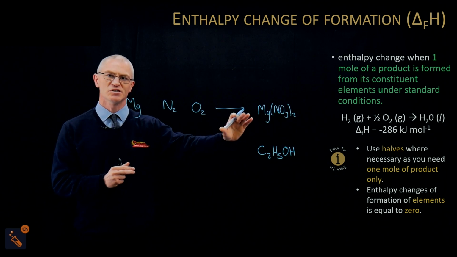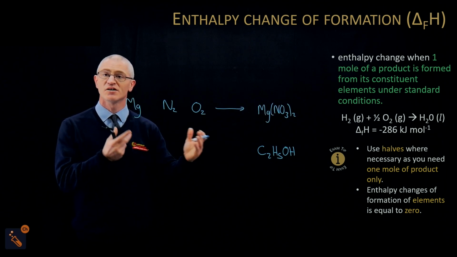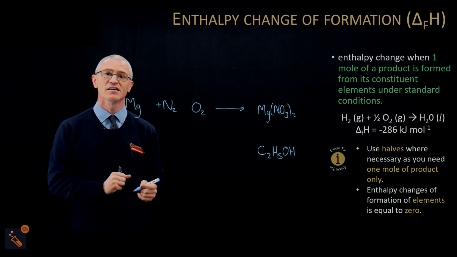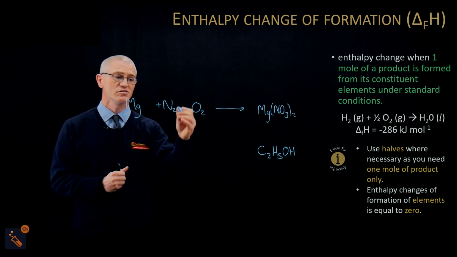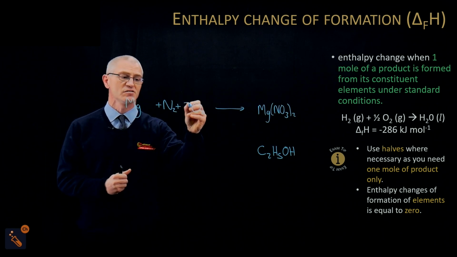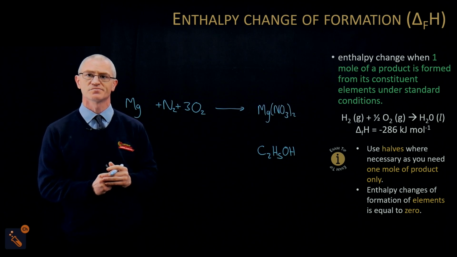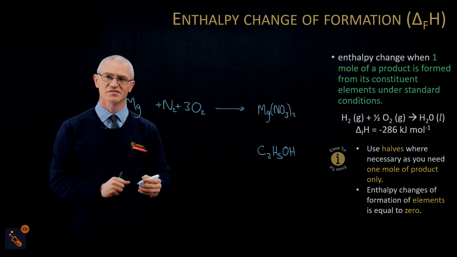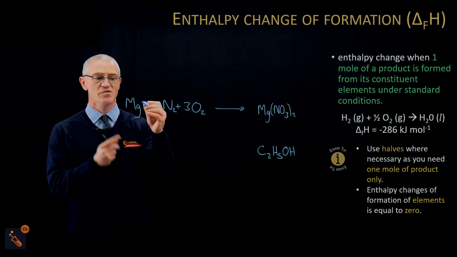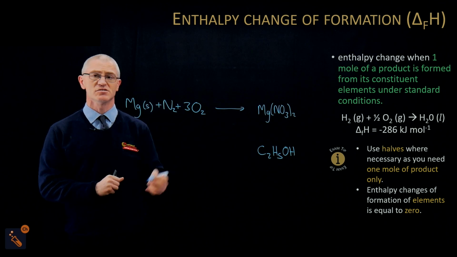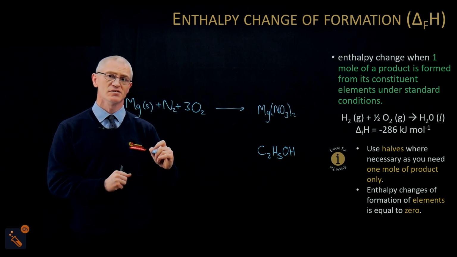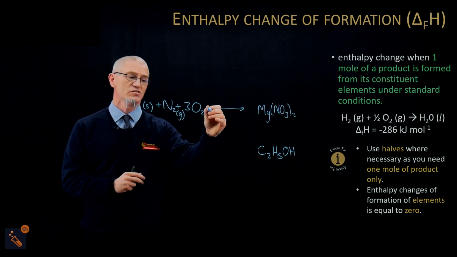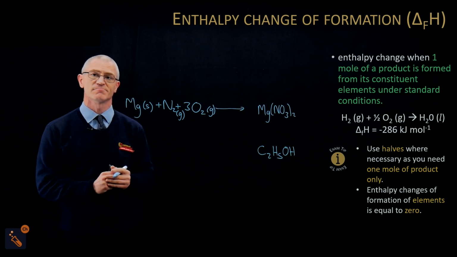And then what we do is we look here and say, well, how many nitrogens are there? Hopefully you can see that there are 2 nitrogens there, so I can keep my N2. And if you look here, there are also 6 oxygens. So that would be plus 3O2. So I've got the right balancing here, but I haven't done my state symbols because it's at standard conditions. So magnesium is a metal, so it's a solid. Nitrogen is normally a gas, and then oxygen is also a gas.